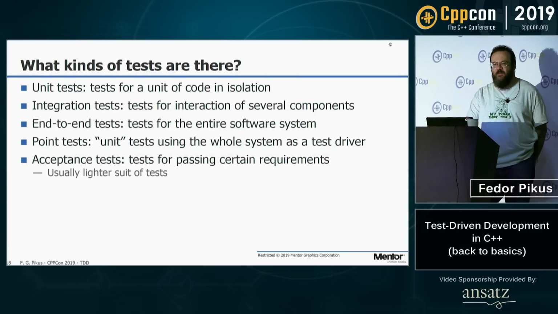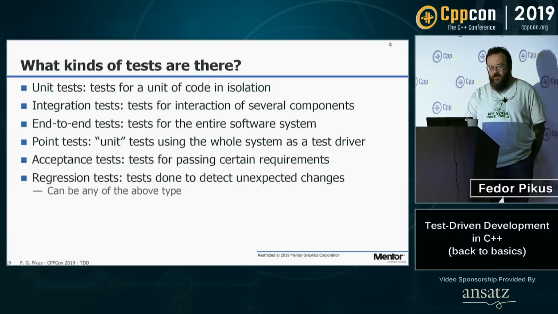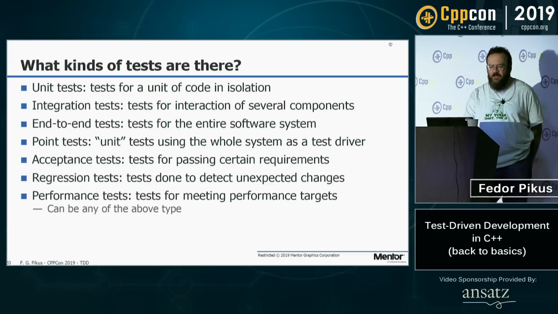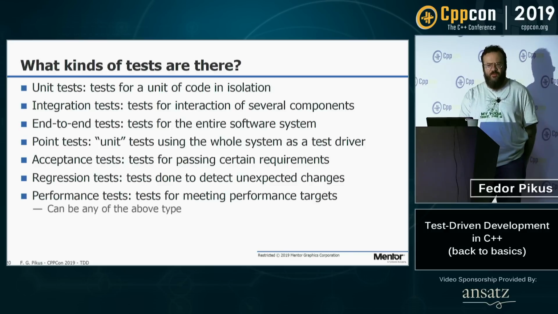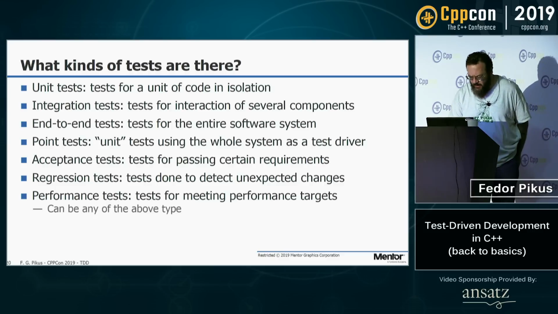Acceptance tests verify that you pass certain requirements. Regression tests track for changes where you don't expect them. Performance tests can be any of the above. You're tracking performance of your code. I'm not talking about benchmarking. I'm talking about when you have a performance requirement. Performance could be as much of a goal as a correctness requirement. This code must produce the correct result and must run in this time. And these are your requirements. Both need to be tested.